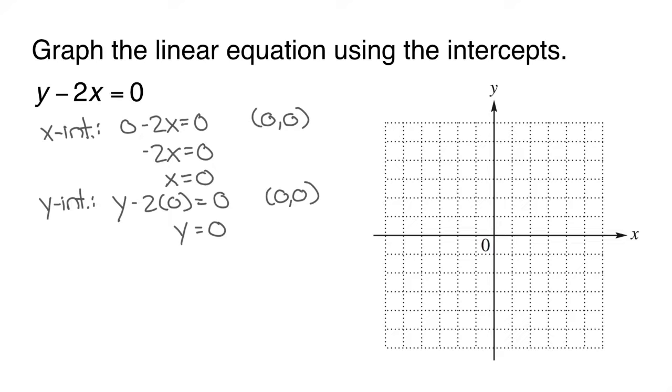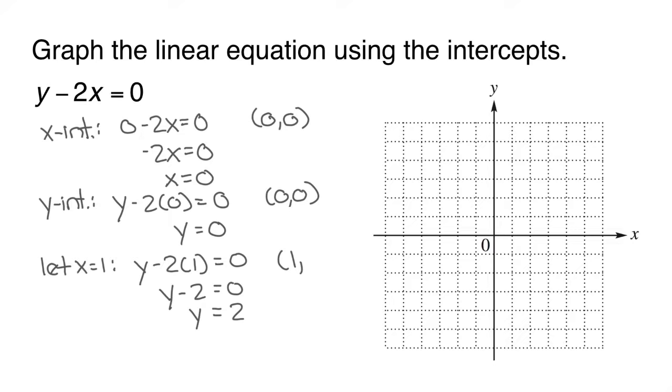So in order to graph, we'll need to find more points than just our intercepts. Let's find two additional points. First, we'll let x equal 1, and we have y minus 2 times 1 equals 0, which is y minus 2 equals 0, and we add 2 to both sides to get y equals 2. So we have obtained the point (1, 2).